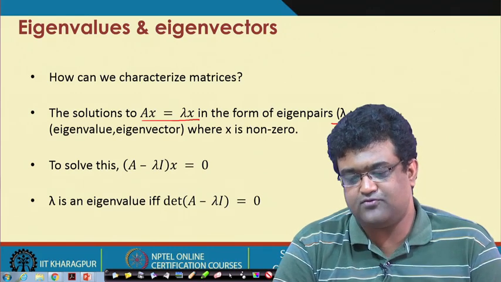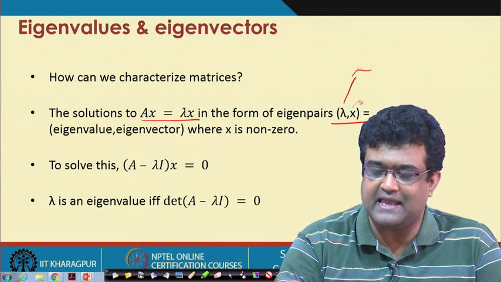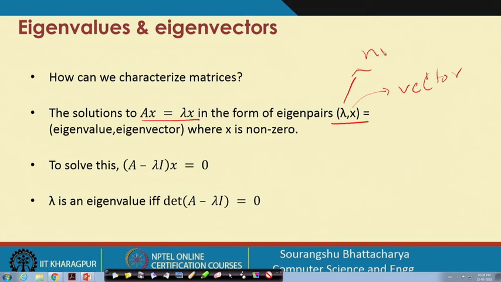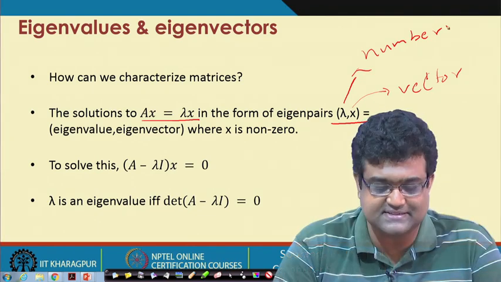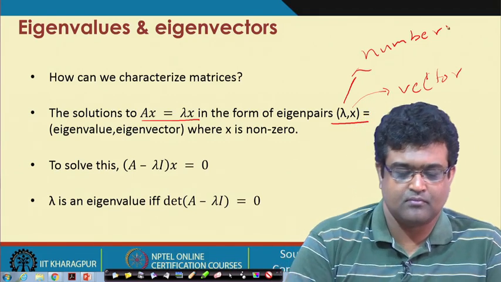Note here that lambda is a value and x is a vector. So, lambda is a number and x is a vector. Of course, if x is equal to 0 and lambda is equal to 0, this equation is trivially satisfied. So, we are seeking solutions where both x and lambda are non-zero.